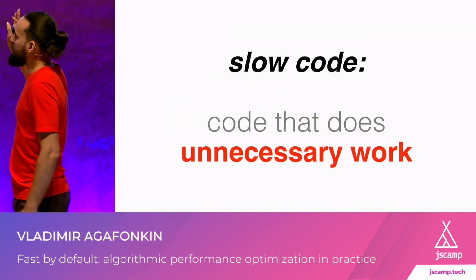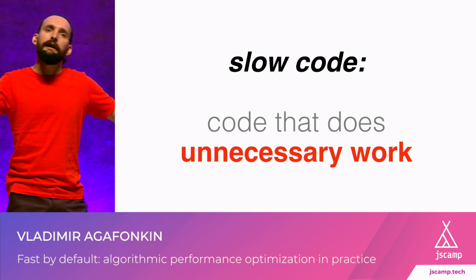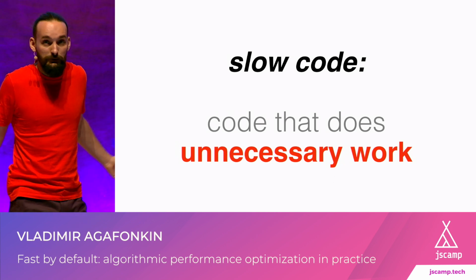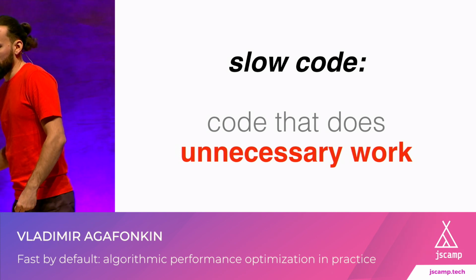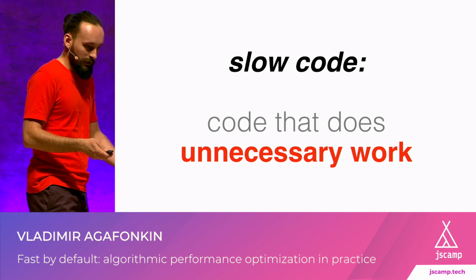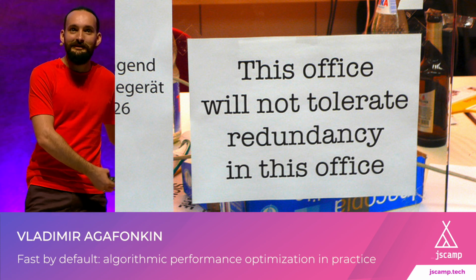And the most important definition to make about slow code is that slow code is not bad code or code that somehow happens to be slow. Slow code is code that does unnecessary work, that does more work than needed for the goal. And our goal is to remove that unnecessary work.